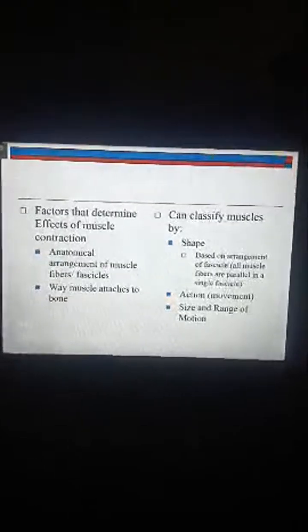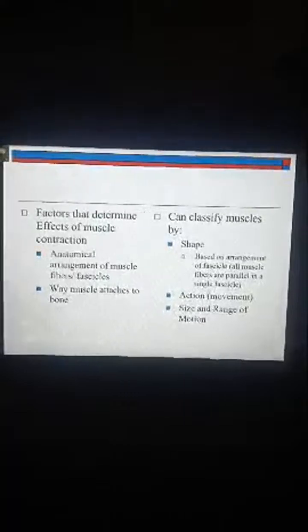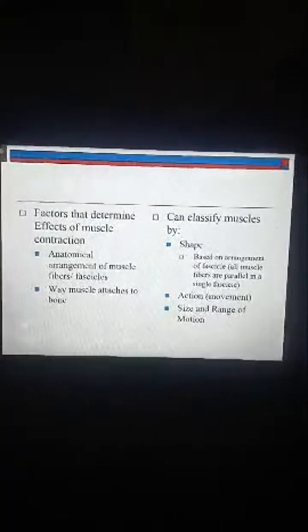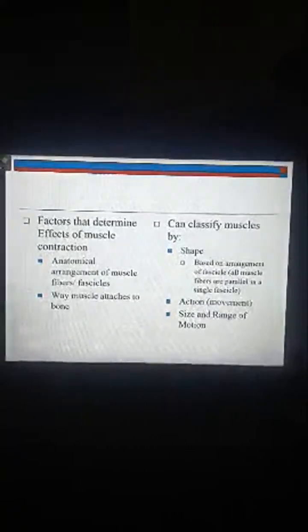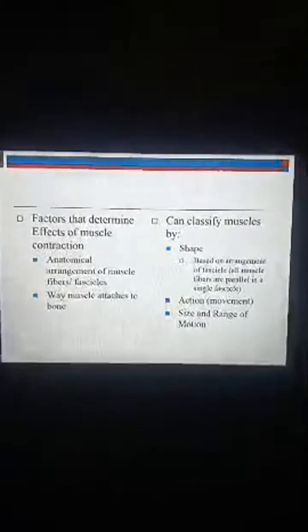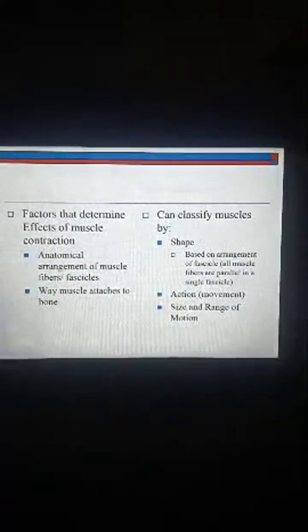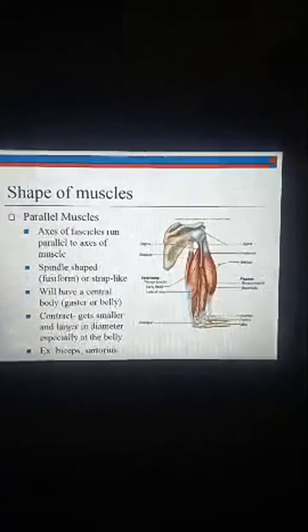Now, there are different ways we classify muscles. We can classify them based on the shape. So when we look at the fascicles, and remember, within a fascicle, all the muscle fibers are parallel. So how are those fascicles connecting? We can look at the action or the movement of the muscle, and we can look at the size and range of motion. So shapes of muscles.